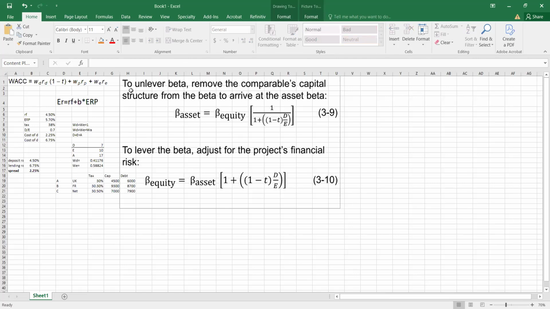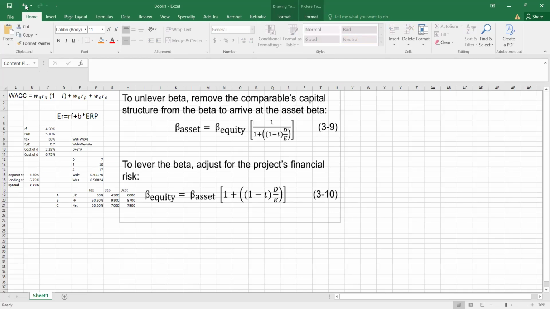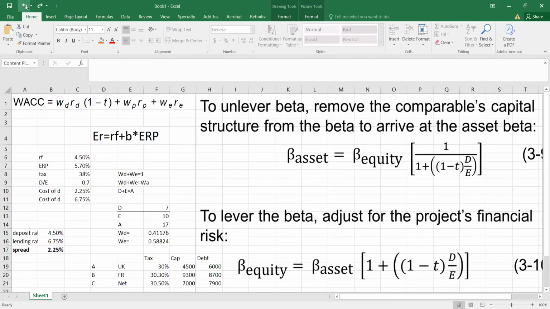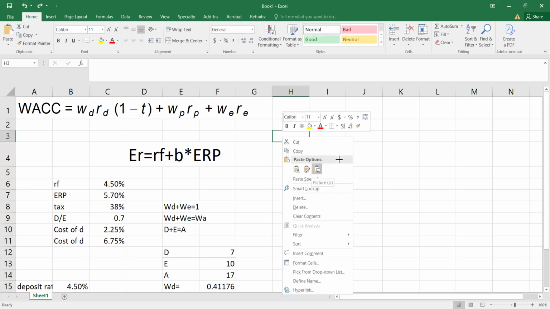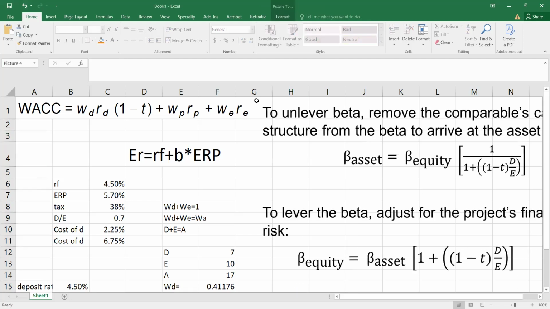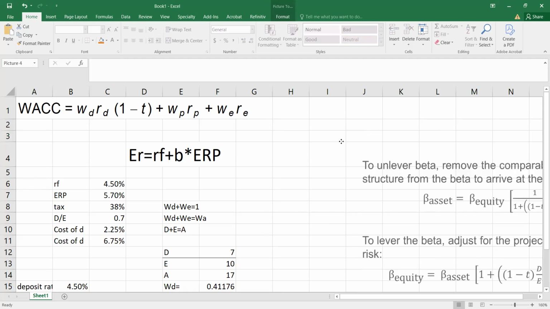Gosh, doesn't work. Just a second. I want to make it smaller so that we can use it.